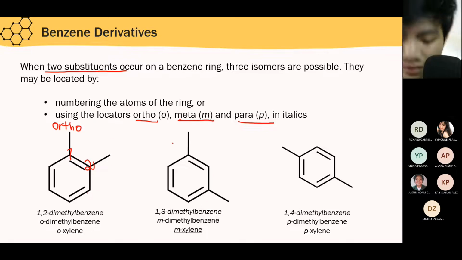Okay? A meta is when your substituents are at carbon number 1 and 3. Pag nasa 1 and 3, yan ay meta. Okay?